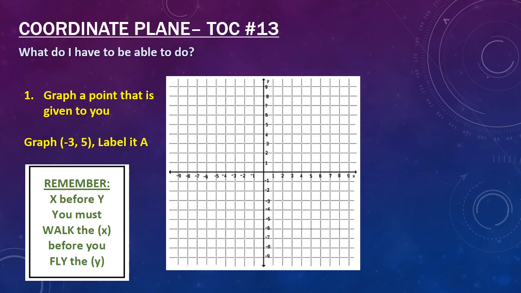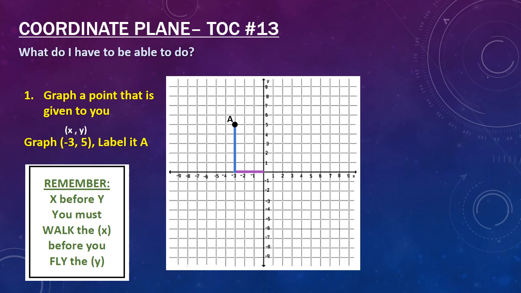So I'm going to start at 0, 0, and I'm going to go -3 spaces. That's an X value, so I'm going to go either left or right. Since it's negative, I'm going to go to the left, to -3. But then I have to go my Y value, and since my Y is positive, I'm going to go up 5. And then I put my point and I label it A.